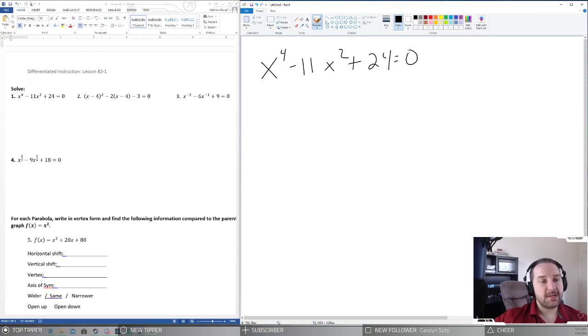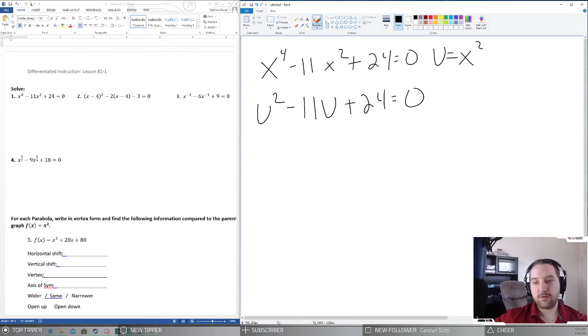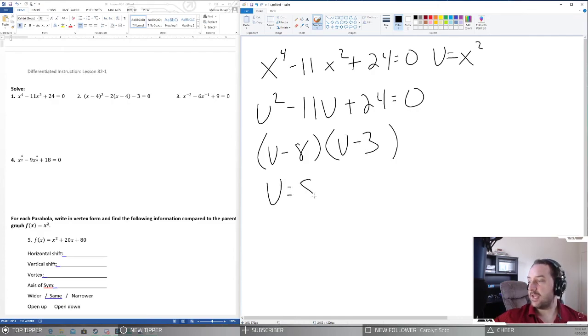So we call this a quadratic type equation because if I substitute a value in, it looks like a quadratic equation. So in this instance, if I said u equals x squared, then this is going to become u squared minus 11u plus 24 equals 0. Well, now that's a quadratic equation, so you can solve it. This will factor into u minus 8 and u minus 3. So I get u equals 8 and u equals 3. Now I substitute back in. So I plug the x squared back in.